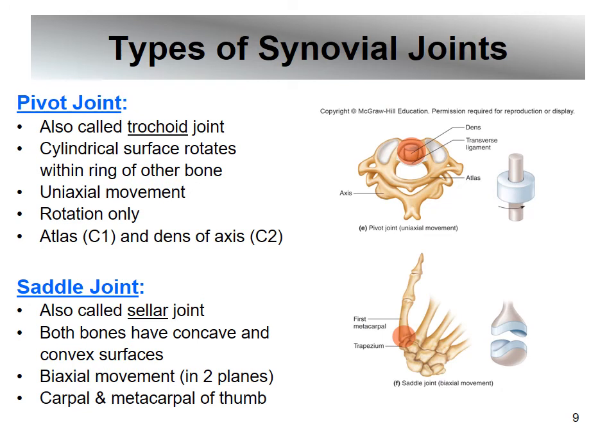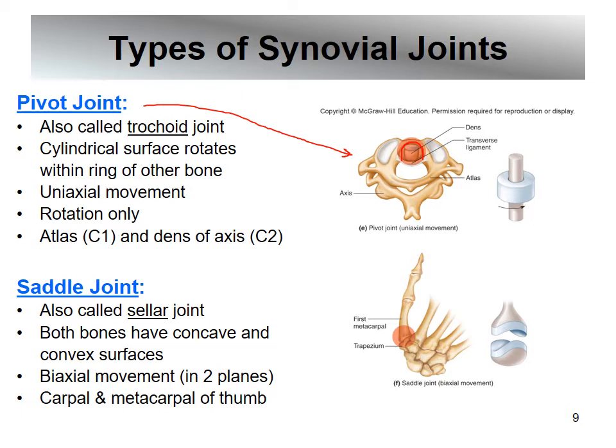Now the last two, a pivot joint. The classic example is atlas-axis, where the dens sticks up and fits into where the body of the axis should be, and it forms a little pivot point. That is why the axis is called the axis. It is the axis of rotation, or the pivot point.